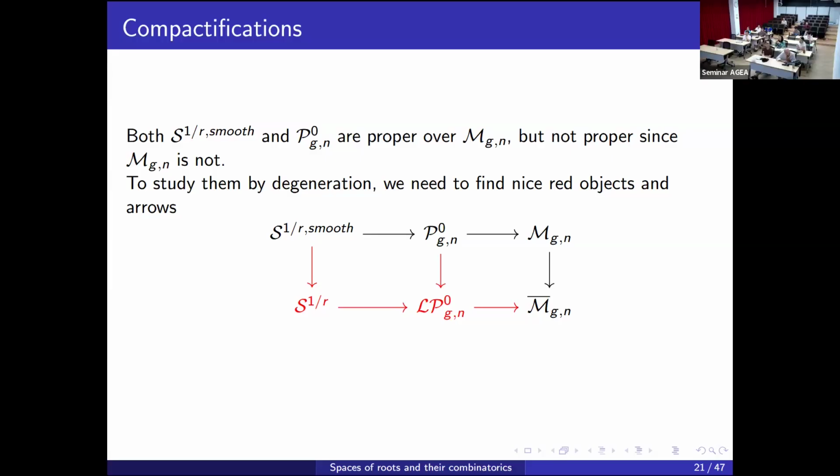I see. And then when you go to the root space, I think you said something like you can think of it as some ramification of the curve over the marked points. So in the boundary, what does it correspond to?